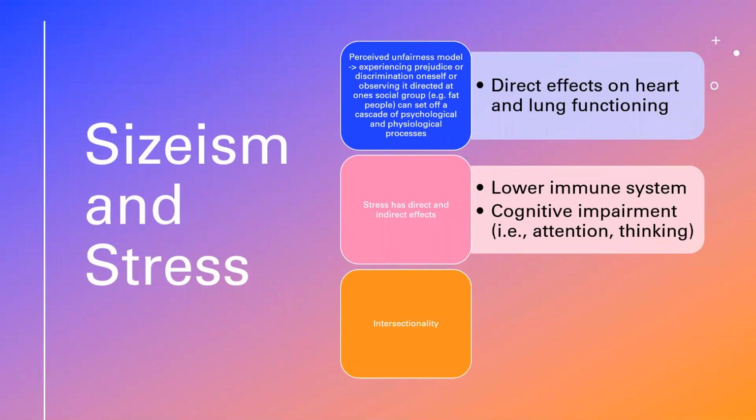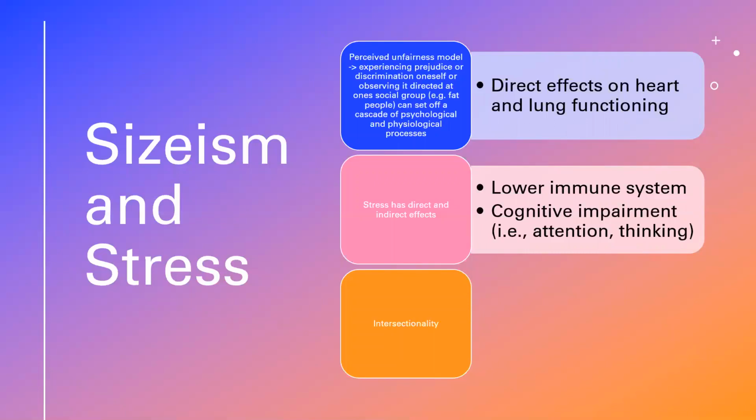So we have studies to show people's attitudes towards people who are obese. Now let's look at the impacts of sizeism on people who are obese. What's proposed is this perceived unfairness model. Basically in this model, there's this experience of prejudice and discrimination, and it's observed directed at one social group.